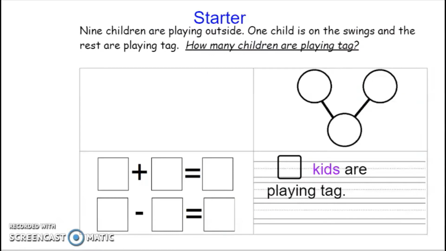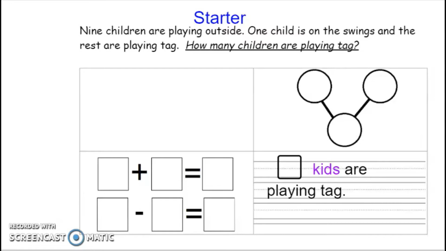Let's begin with our starter problem. Read out loud with me or read by yourself as I read to you. 9 children are playing outside. 1 child is on the swings and the rest are playing tag. How many children are playing tag? Remember, great mathematicians always go back and reread the problem. So let's go ahead and do that.